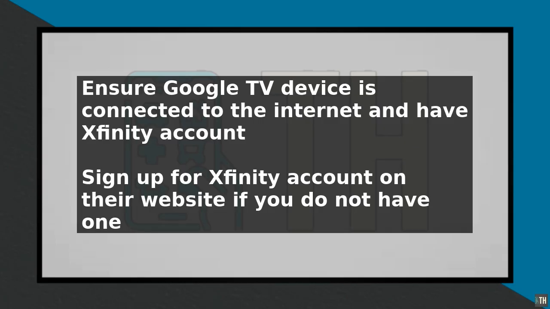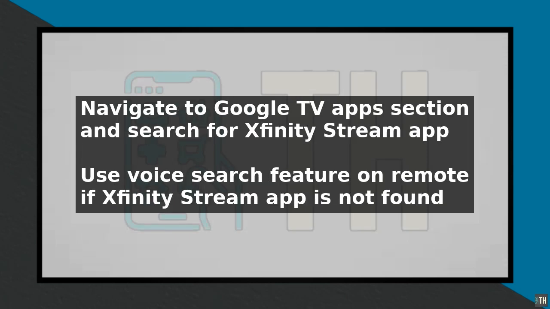Search for the Xfinity Stream app and select it from the search results. If you cannot find the app, you can also use the voice search feature on your Google TV remote to find it. Once you have located the Xfinity Stream app, select it and click the Install button to download and install the app on your Google TV device. Wait for the installation to complete. This may take a few seconds.